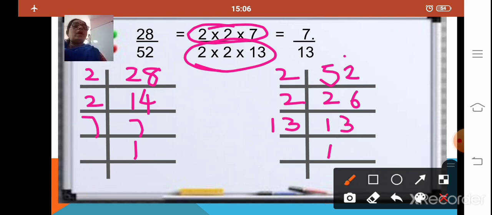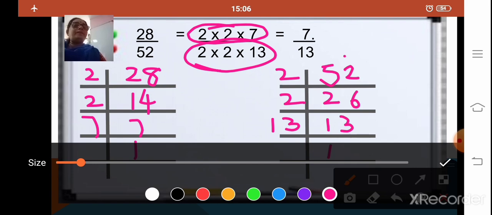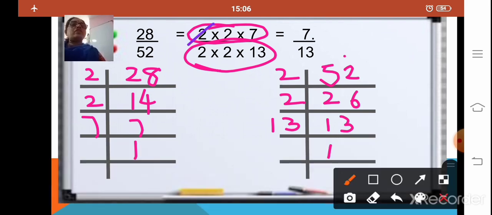Now what is the next step you have to do? Cancel the, yes, common factors. 2 is common here. We'll cancel it. Here also 2 is common. Now 7 and 13 is left. So what is your answer? 7 upon 13. Now can this 7 upon 13 be reduced further? No. So your answer is 7 upon 13.